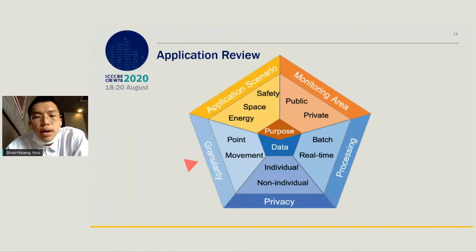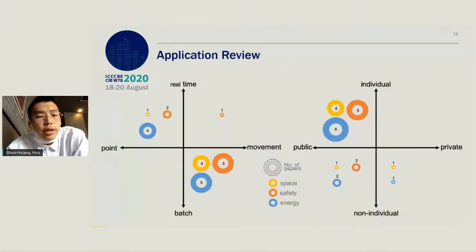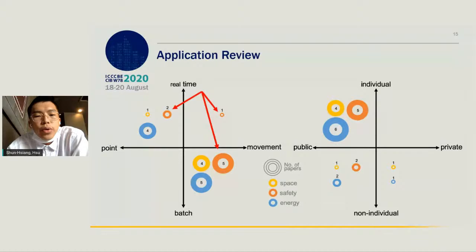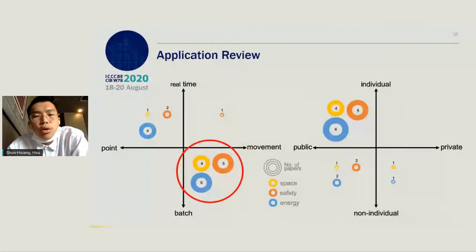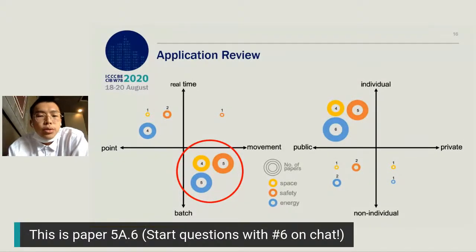In the next slide, by applying the framework, some interesting findings are present in both. In the left figure, the horizontal axis corresponds to data granularity, which are point and movement. And the vertical axis determines types of processing. As shown above, safety related to evacuation tends to adopt movement and point to do depth planning. For the utilization of movement, almost every paper shows spatial processing to deal with larger volume of data.